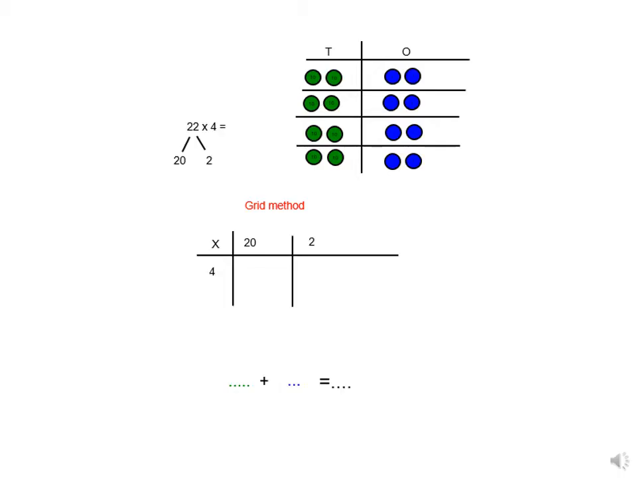Okay, so we've got 22 times 4. Now remember, we must partition 22, okay? So we are partitioning it into 20, and then we are partitioning it into 2, because there are 2 lots of 10 and then there are 2 ones, okay? So here it is in the grid method. Then we do our multiplying.